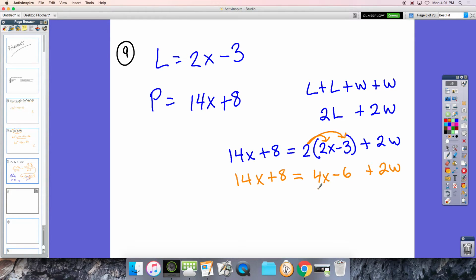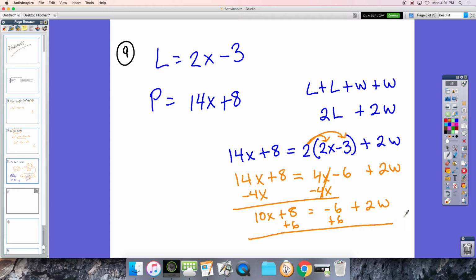I'm going to move these over to the other side so I can get the width by itself. So I'm going to subtract 4x. Gives me 10x plus 8. Those cancel. Then I'm going to add 6 to both sides. Cancels here. 10x plus 14 equals 2 widths.